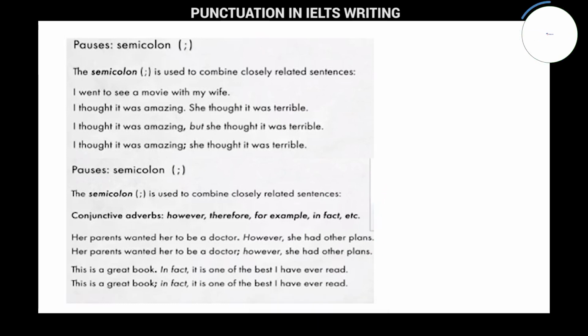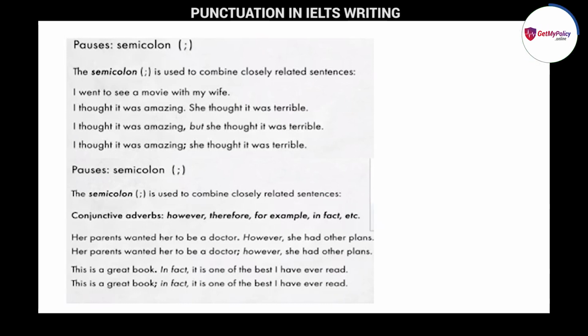So the first structure is you are giving two independent sentences in the form of fanboys, and you are adding a semicolon, replacing them. The second use of semicolon is to combine closely related sentences with conjunctive adverbs. Now this is again an important part. Her parents wanted her to be a doctor; however, she had other plans.